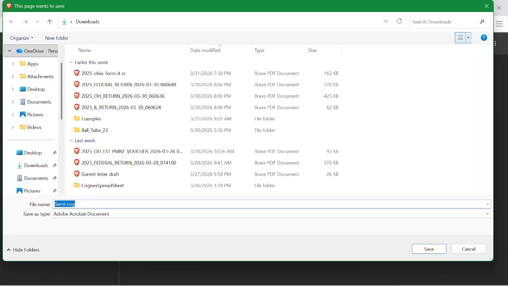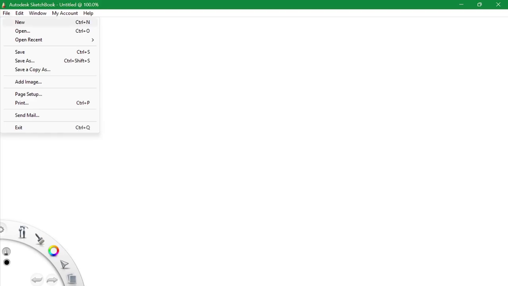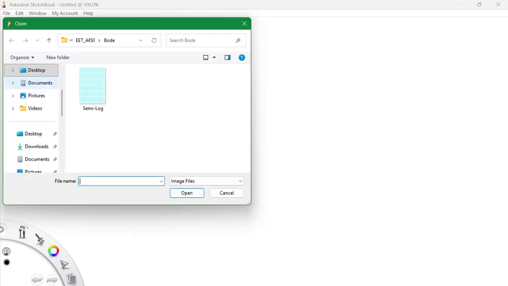Okay, download. Save. Now see if I can bring this in. Open. Add image. There you go. Now add image, and then I'm going to add it. This is open. Yeah, this is it. This is the way you do it.